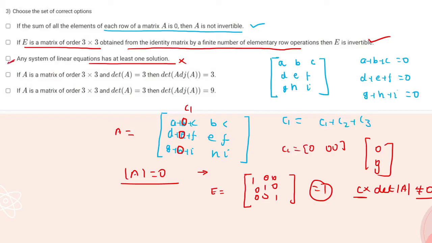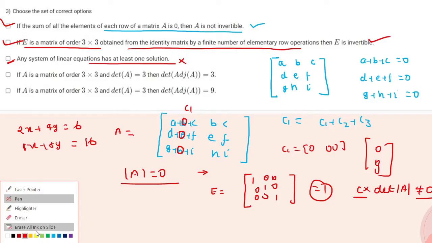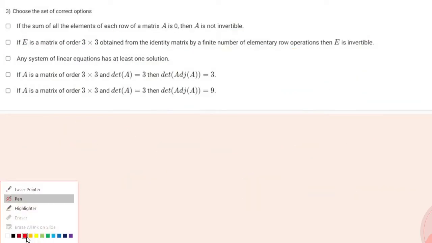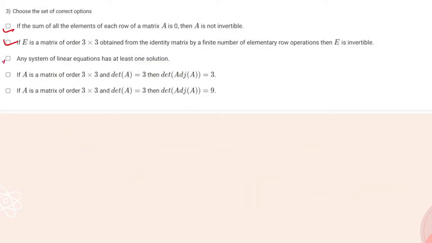I will use the same equation that I have taken earlier, that is 2x plus 4y, let us suppose this is 6, and 4x plus 8y is given by 16. Then these two equations correspond to no solution. So how can we substantiate this statement that any system of linear equations has at least one solution? So this statement is incorrect. These two are correct. Let me erase all these. So this was correct, this was correct, this was incorrect.